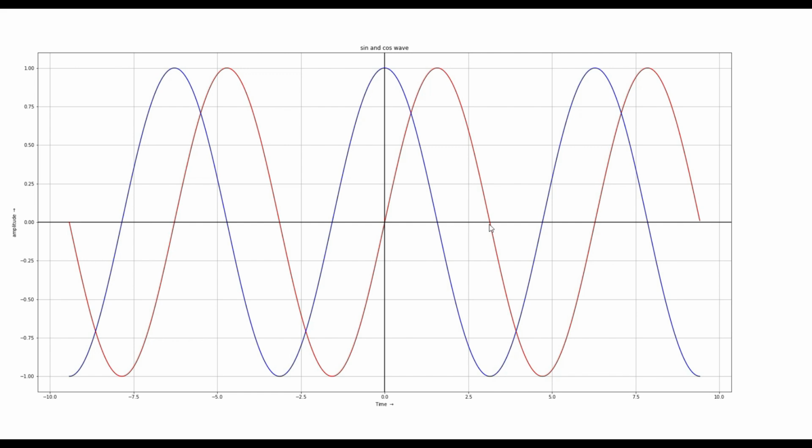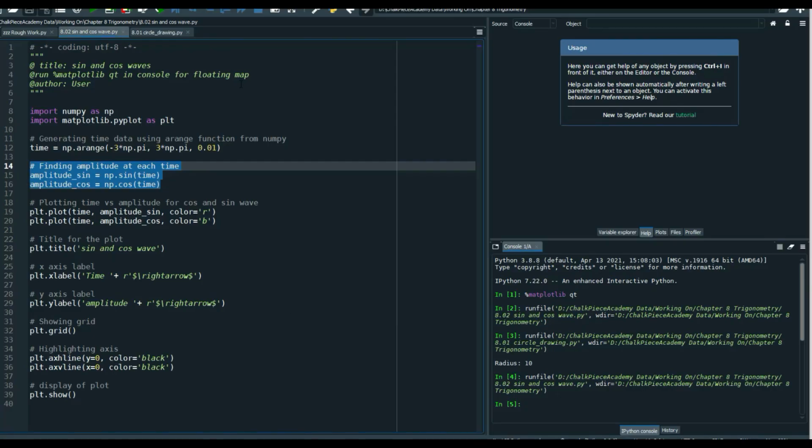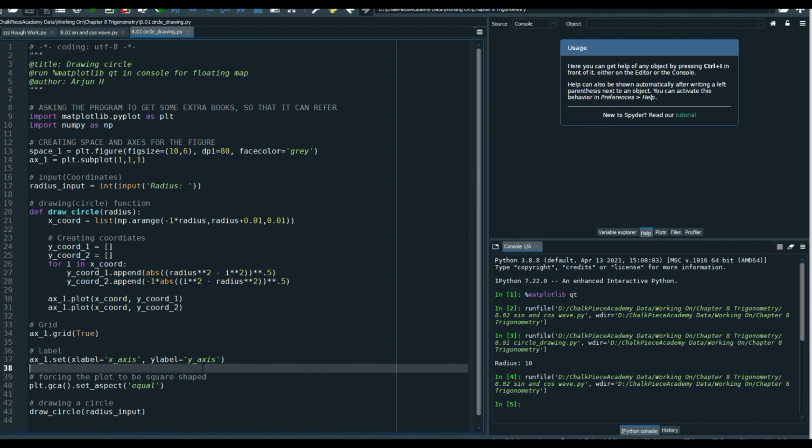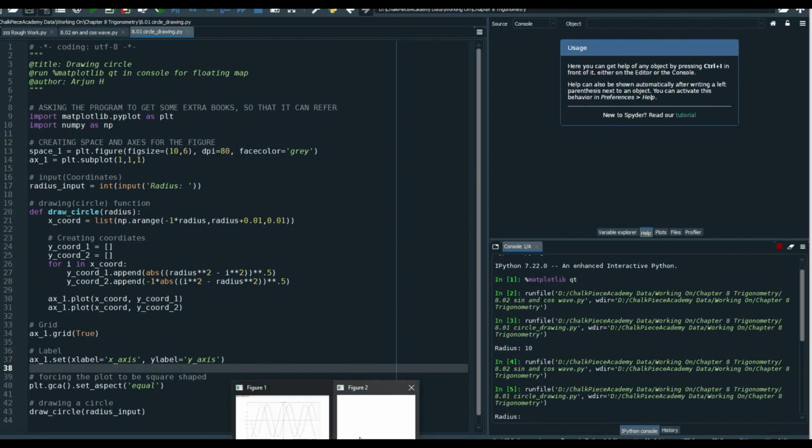See, this is a wave, and I have two waves over there. So this complicated wave can be shown with the help of trigonometric functions. I can even generate a circle. To be honest, I have not used trigonometry over here, but I'm just showing you that yes, we can.